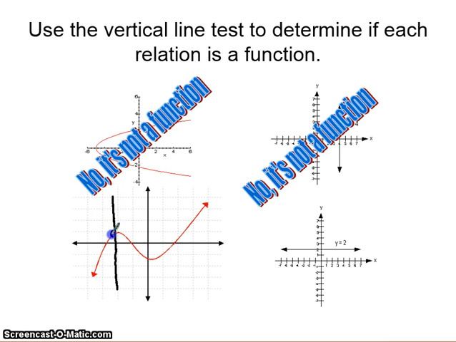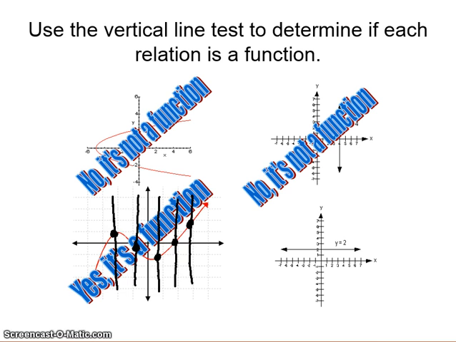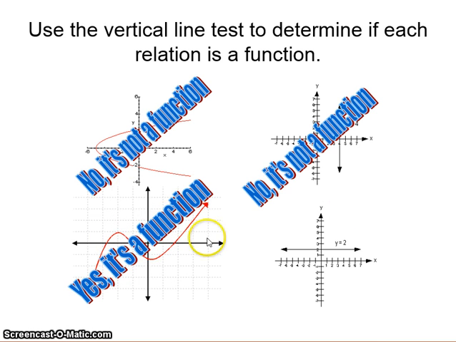Look at this one. Draw vertical lines. It's touching at one spot, one spot, one spot, one spot, one spot. So it's only ever crossing at one point at a time. So is that a function? Yes, this one is a function.